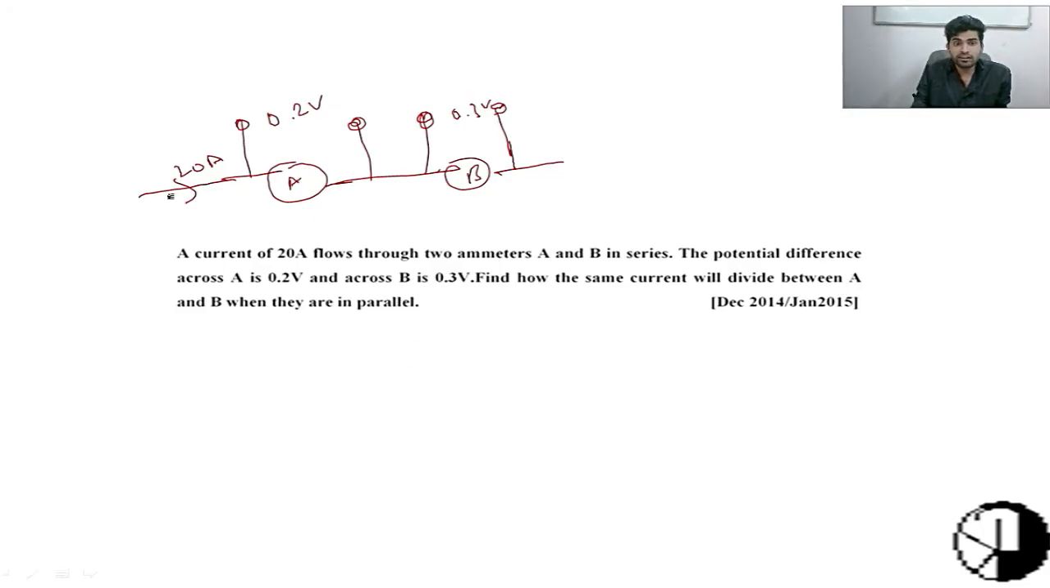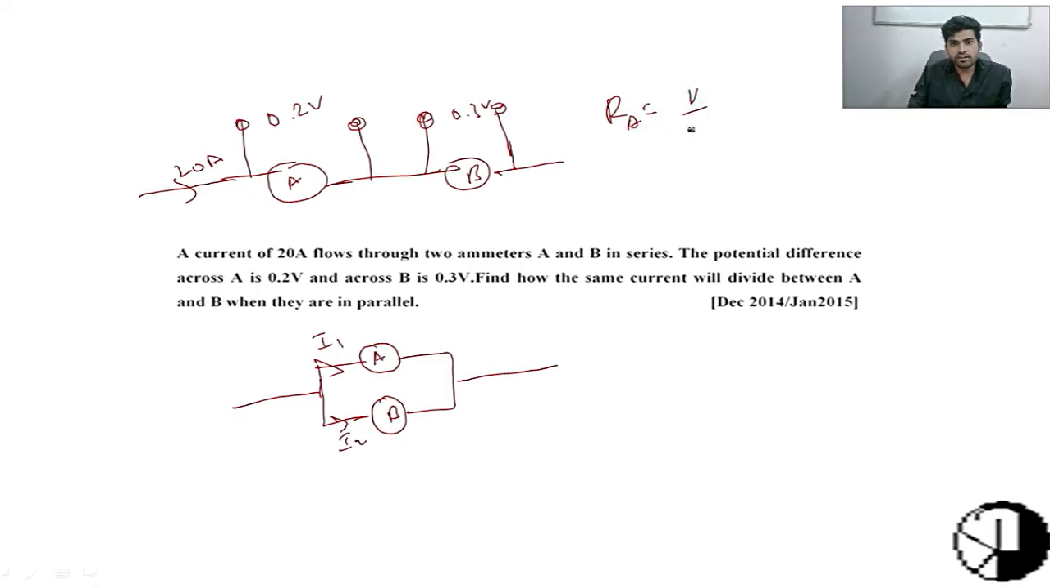So 20 amps is in series. If we connect the same emitters in parallel, how much current is flowing through emitter A and emitter B, we need to calculate. We need to find I1, we need to find I2. This is A and this is B. So see here, from this data we can calculate R, right? RA, the emitter resistance.